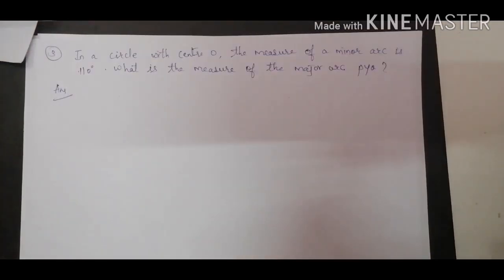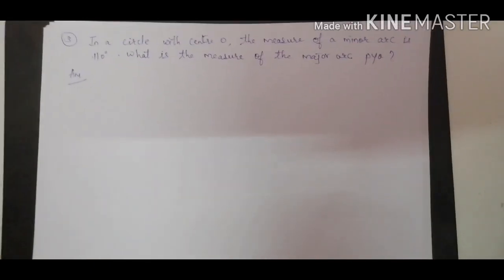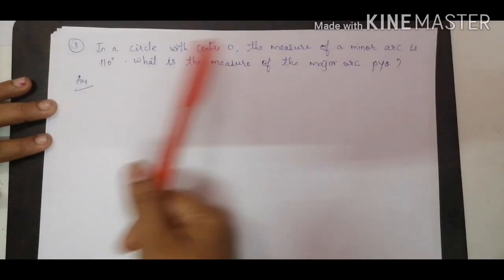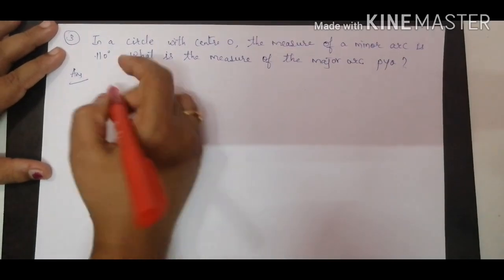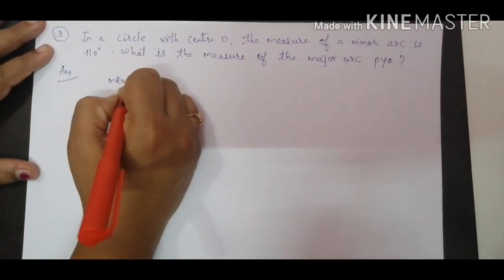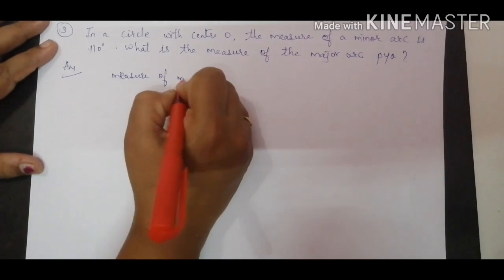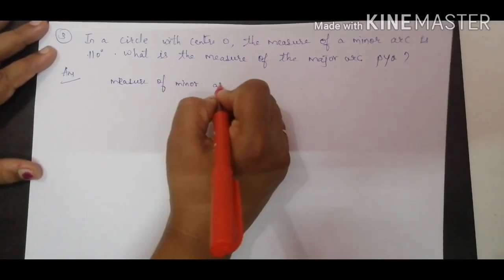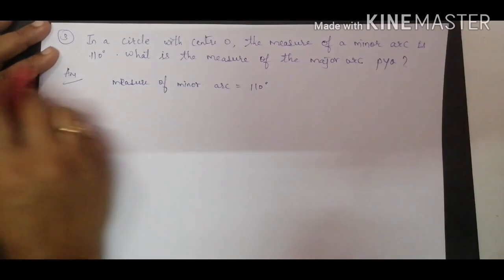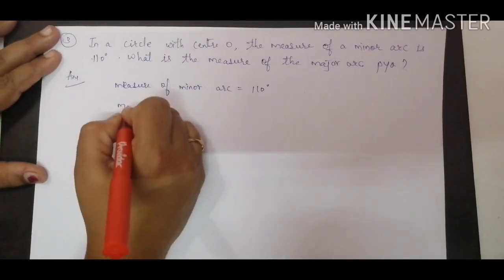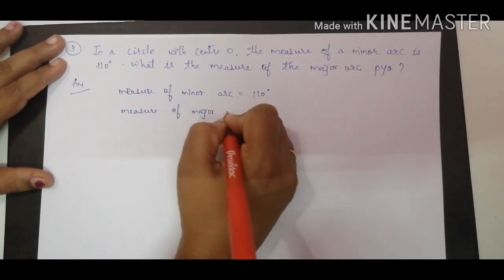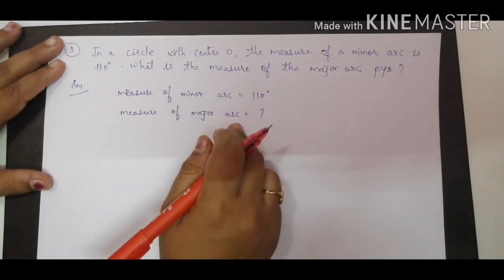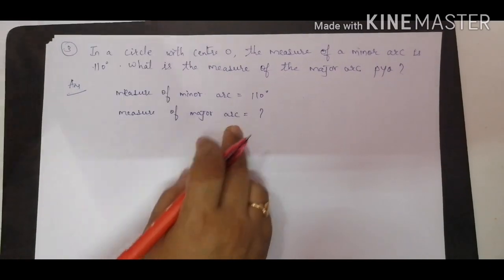Now let's see the last question, question number 3. In a circle with center O, the measure of a minor arc is given. How much is it? 110 degree. And they are asking what is the measure of major arc PYQ. You all know how to find out the measure of major arc. I told you the formula.